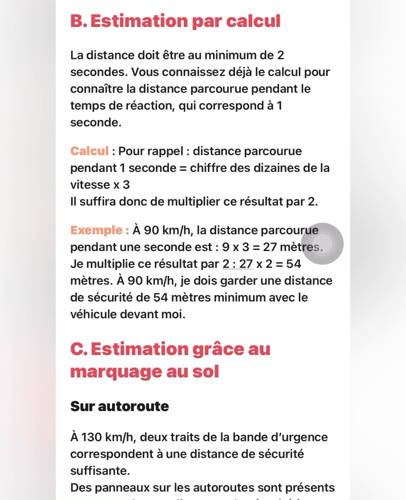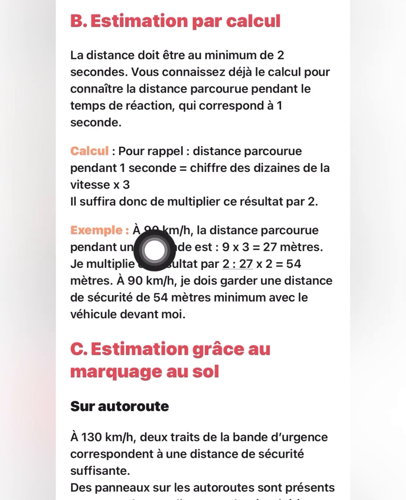If you are running at 50 km per hour, it must be 5 multiplied by 3. That's why you see this 3. If this one is 50 km, it must be 5 multiplied by 3. Then any result that you get, you now multiply it again by 2. That is how to know the distance security that you have left between vehicles.